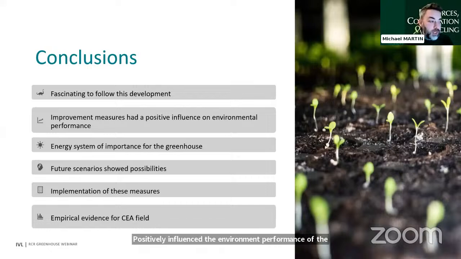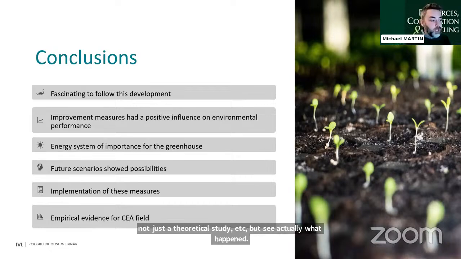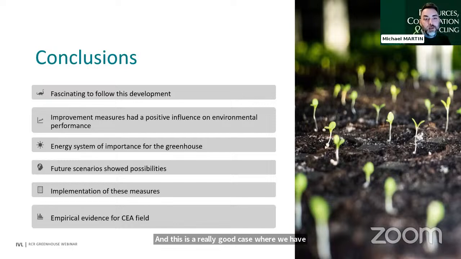We again showed that the energy system is really important for the greenhouse, as often shown in other studies of controlled environment agriculture. But also it's nice to show these longitudinal studies, so not just a theoretical study, but see actually what happened. And this is a really good case where we have data, and we have a system that's been in place for a while, and we can show what happens. So we can give some empirical evidence to these more theoretical studies of potential improvements. And yeah, the implementation of these measures was really cool, and we really look forward to following up with Svegro to do a bit more.